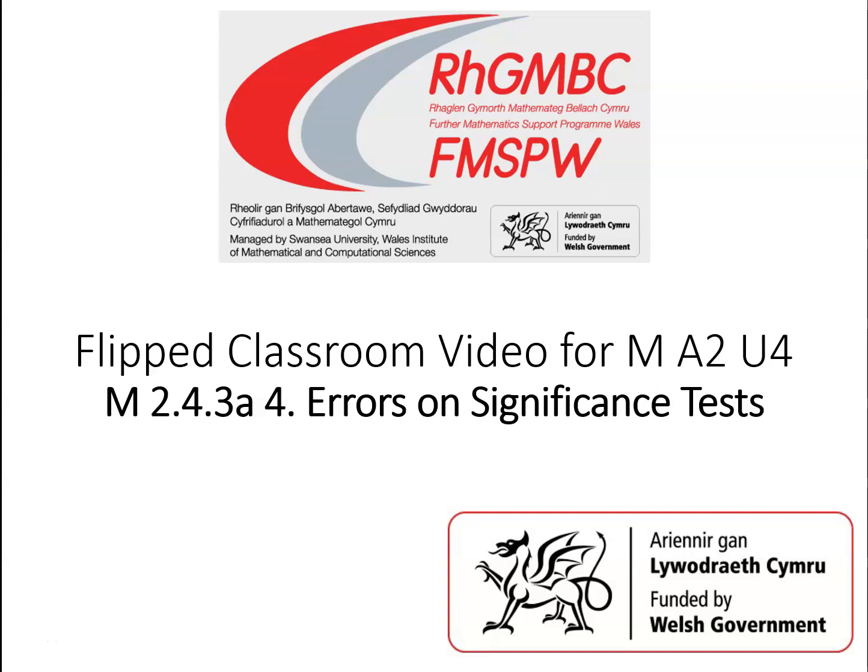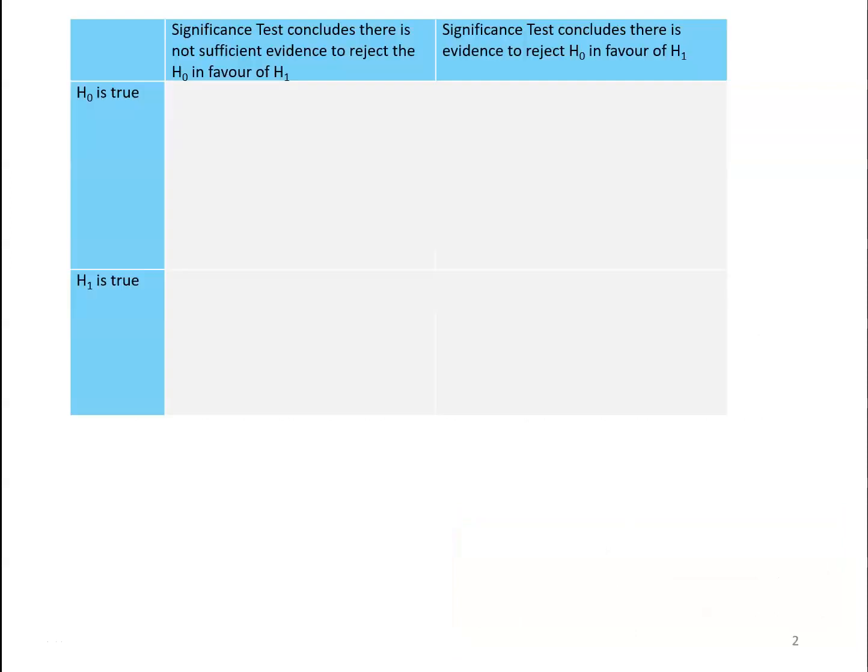In our previous work on significance tests, we looked at the errors that could be made in the process of carrying out a significance test. And in this video, we're briefly going to have a look at this topic again, but in the context of significance tests using the sample mean.